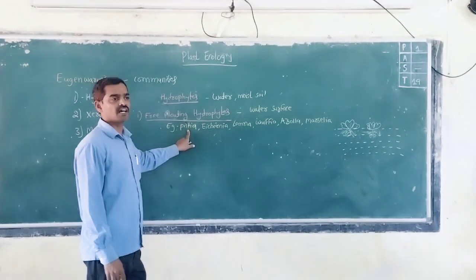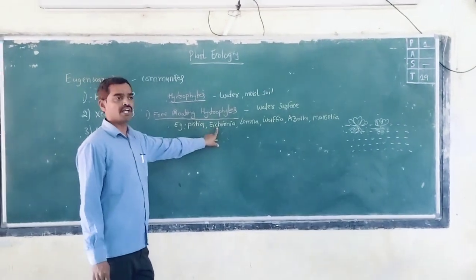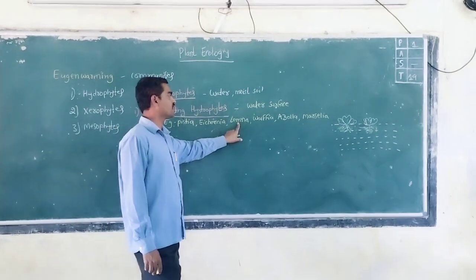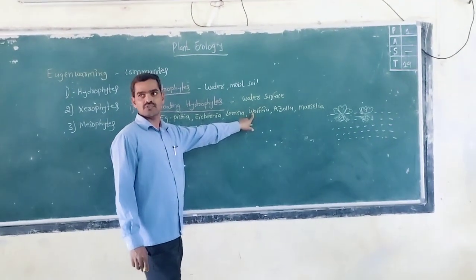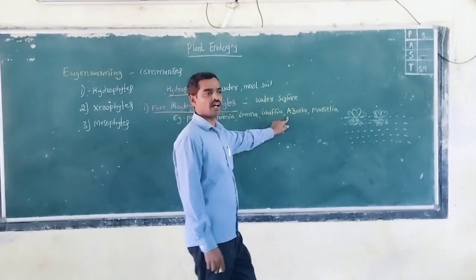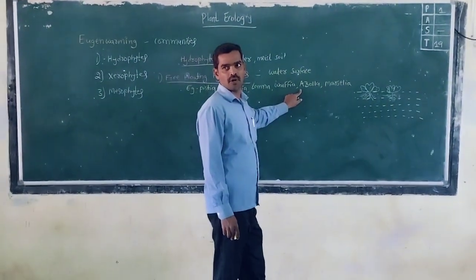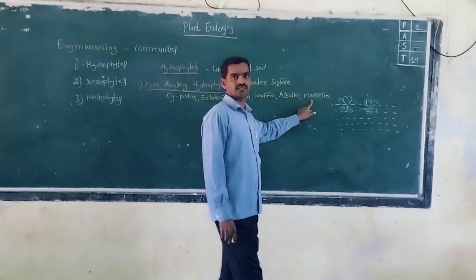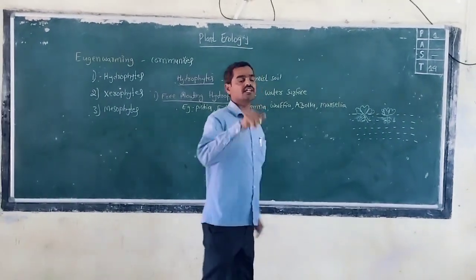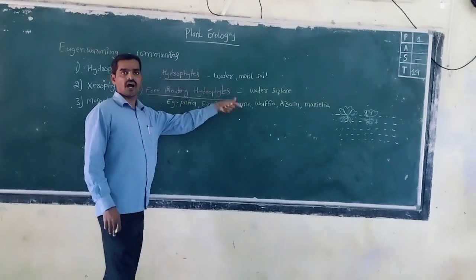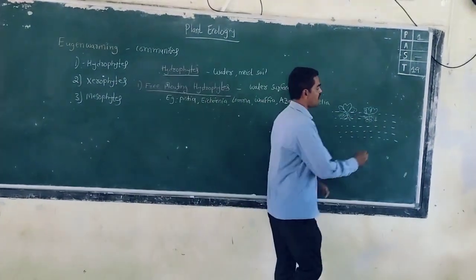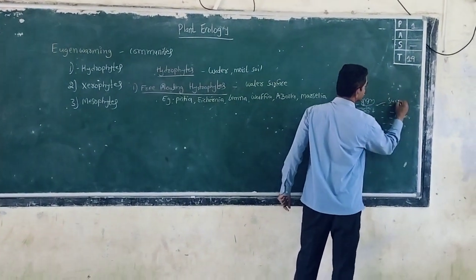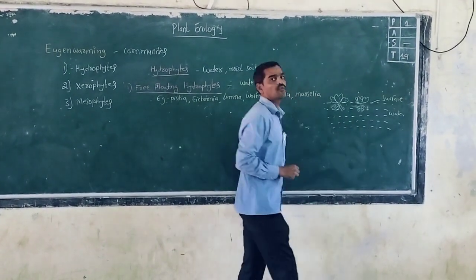Pistia means Antarganga, Antamana. Eichhornia, Gurram Teka. Lemna floats on the water surface. Wolffia is the smallest angiosperm. Azolla is a pteridophyte, a biofertilizer plant. Marsilea is also a pteridophyte. So these are all free floating on the water surface.